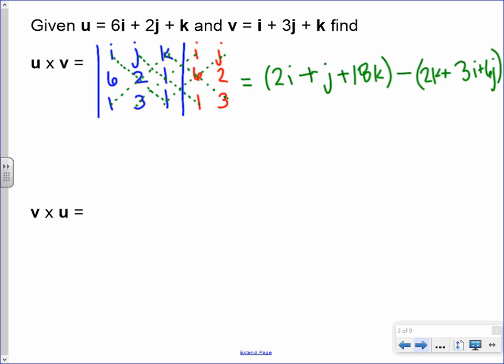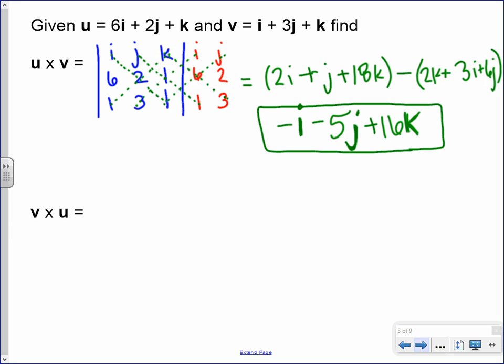So now we can essentially just combine like terms. So we'll start with the i's. We have 2i minus 3i. We have j minus 6j. And we have 18k minus 2k. There is our u cross v.